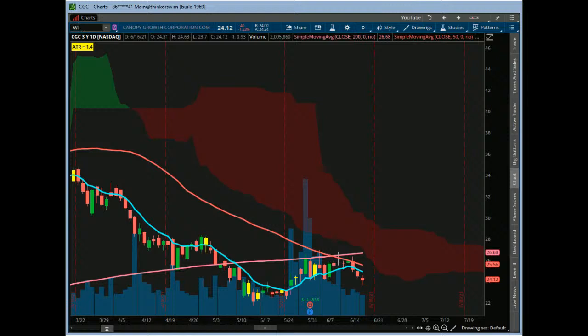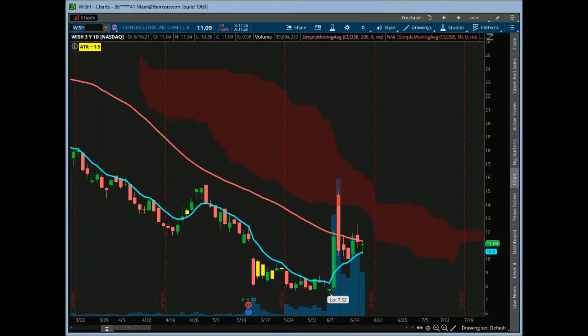Ollie, got a meme stock for today. Let's take a look at Wish. Make a wish when you wish upon a doji. We'll see if we can get over the 50-day moving average, maybe work its way up to the cloud there.